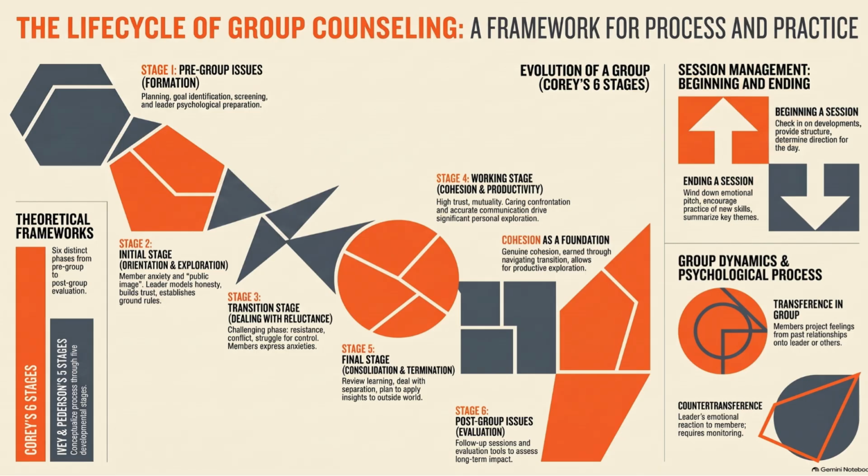And looking at the characteristics of this stage across Corey, Yalom, and Ivey and Peterson, the universal theme seems to be sheer, unadulterated anxiety. Oh, the anxiety in the room during a first session is incredibly dense. You can cut it with a knife. Both Corey and Yalom emphasize that the primary psychological tasks for the members here are inclusion and identity.